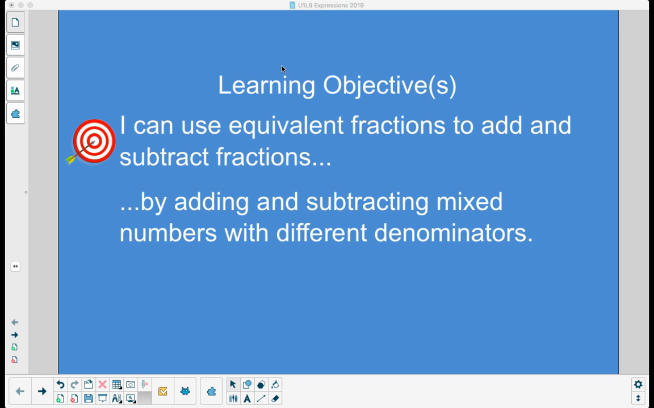Welcome to Unit 1, Lesson 9, Review. We are working on adding and subtracting unlike mixed numbers. Our target goal is I can use equivalent fractions to add and subtract fractions by adding and subtracting mixed numbers with different denominators. All the skills in this lesson actually have been gone over in all the other lessons. It's just putting them together with mixed numbers.